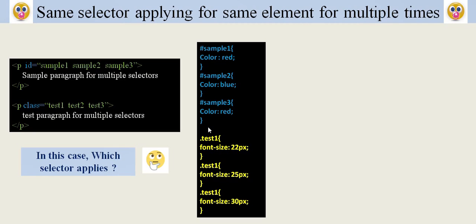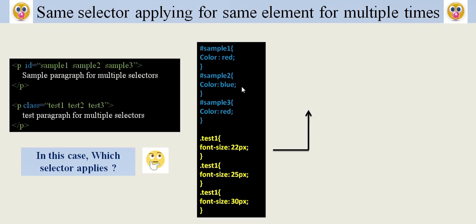These three are the ID selectors. These three are the class selectors. If there is any coincidence between the ID selector and the class selector, we will go for the ID selector first, because the ID selector has the highest priority between the ID and the class selector. But within the ID selector we have different selectors for the same ID with the same properties like color. But which one should apply?